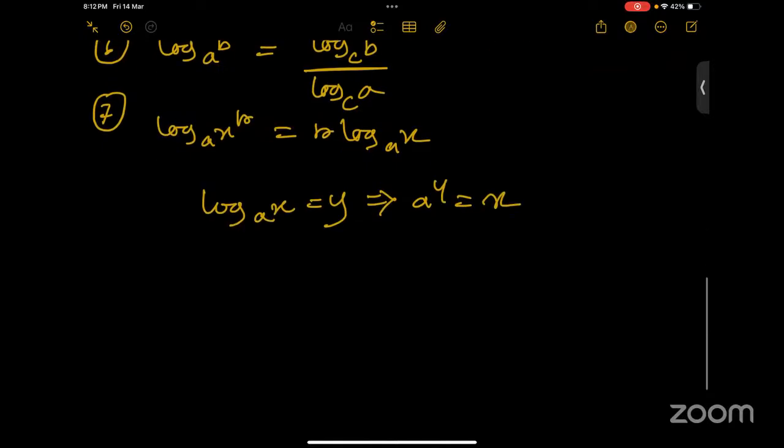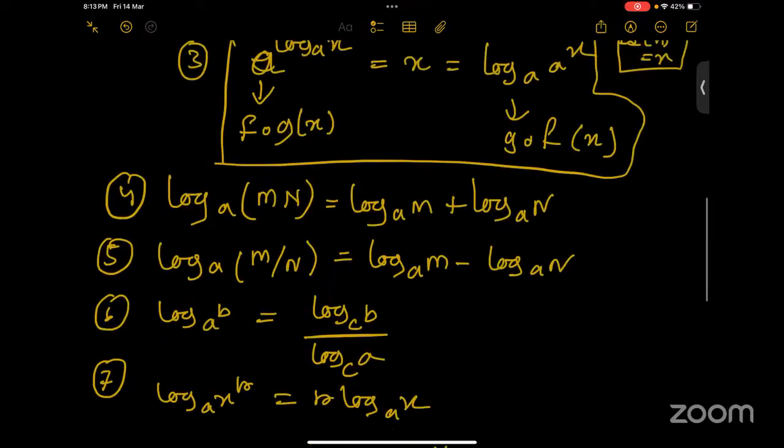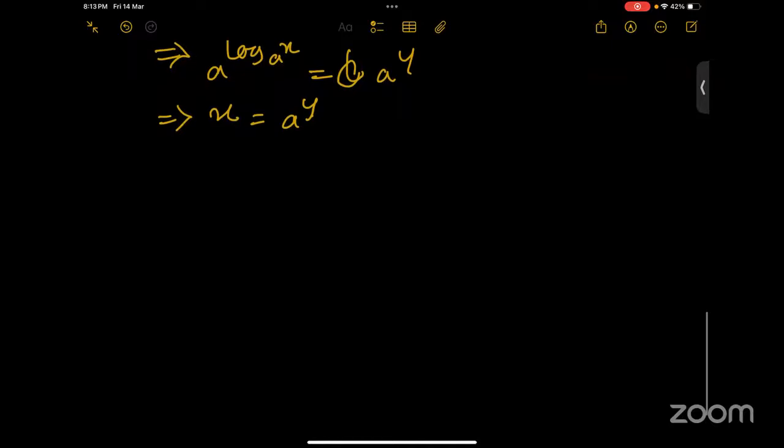If this is there, then in the next line we can write it as a power log x base a equals a power y, right? That means this is equal to x and this is basically a power y, right? Clear? Okay, good. So these were some properties of logarithmic and exponential functions.